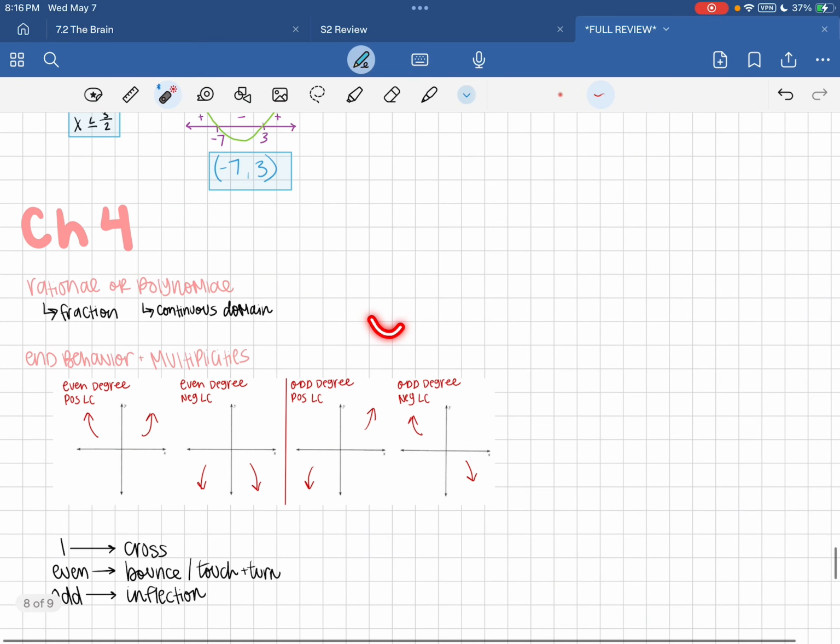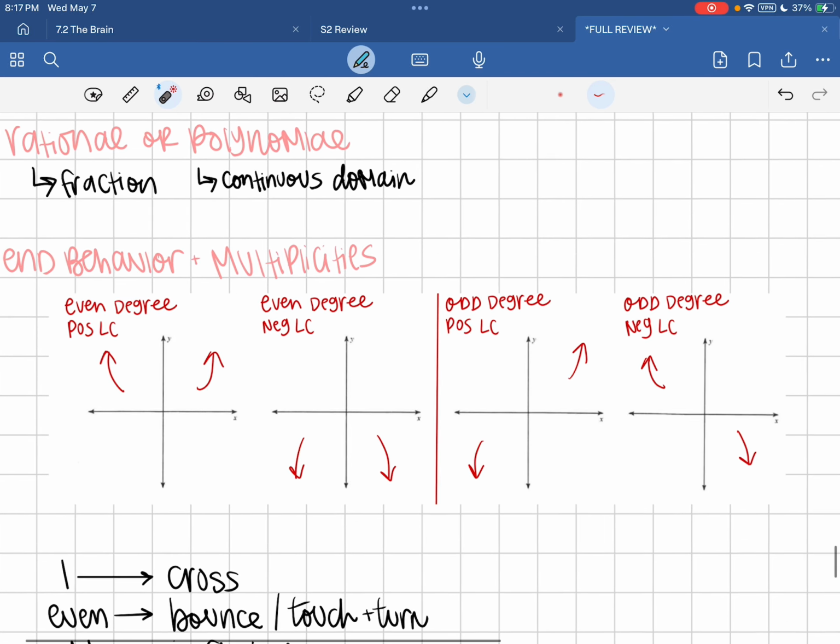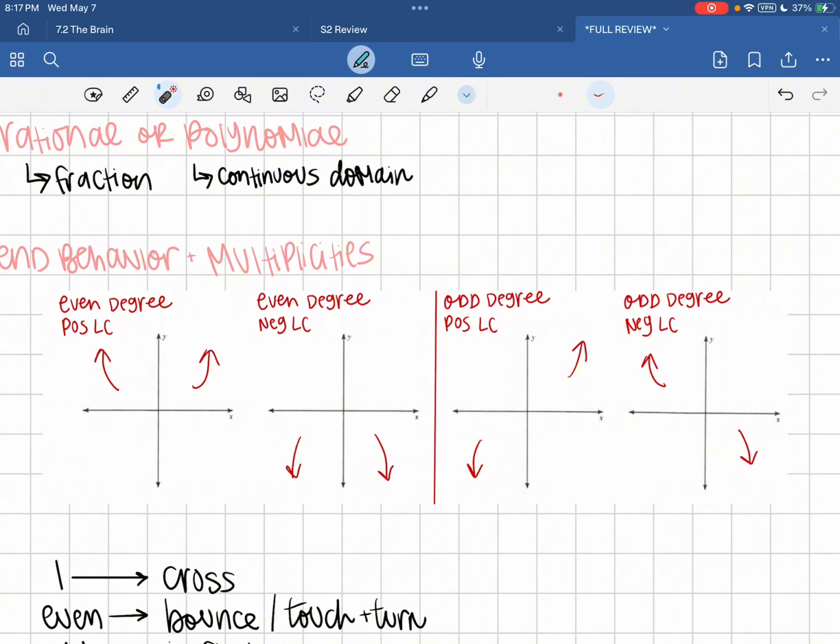Like I just explained up here, end behaviors and multiplicity. I'm just going to break it down to how I remember. If it's an even degree and a positive leading coefficient, I just think of the equation x squared, which would be a parabola like this. Both the left and the right go up. If I have that same even degree, but it's negative, I think of this parabola. So both the left and right go down.